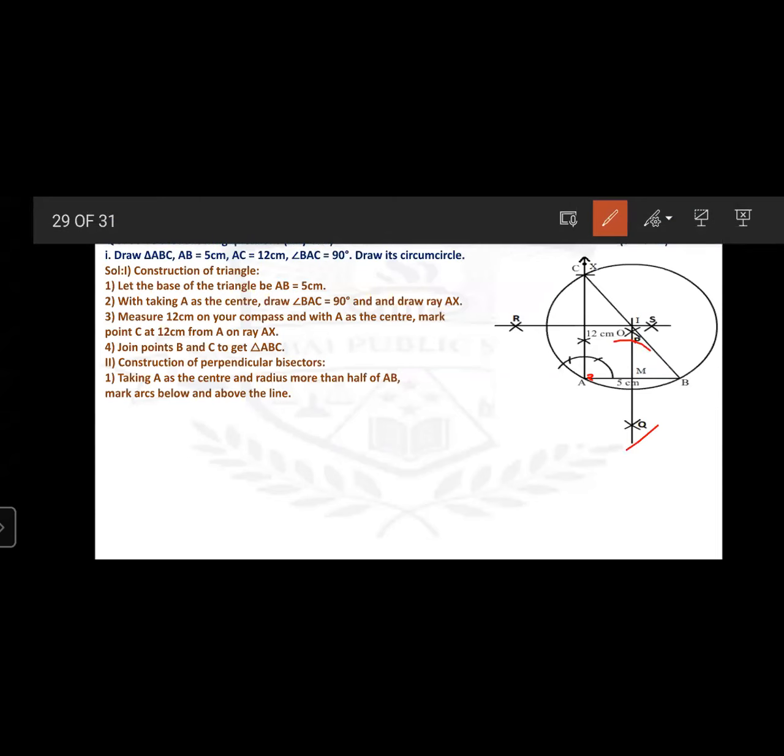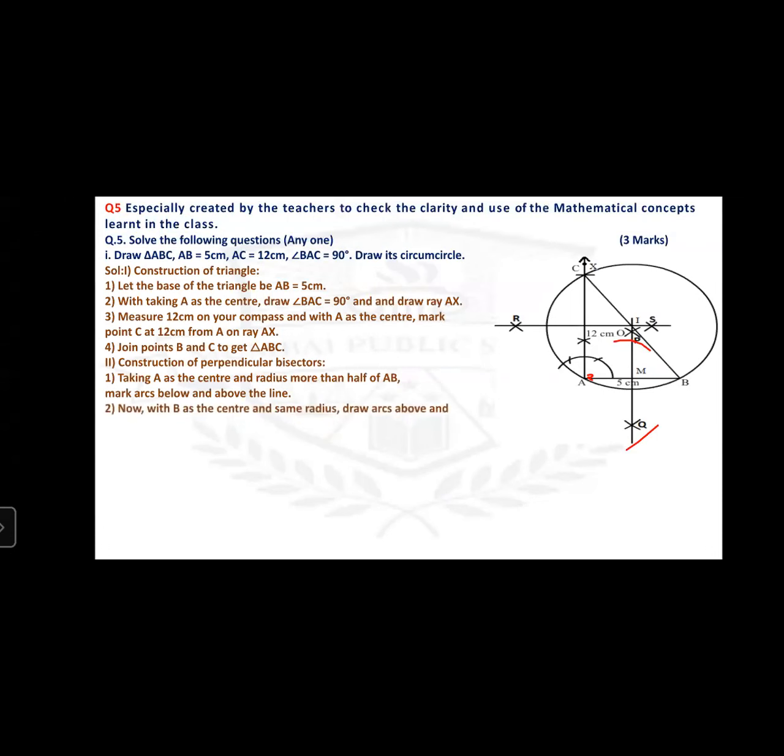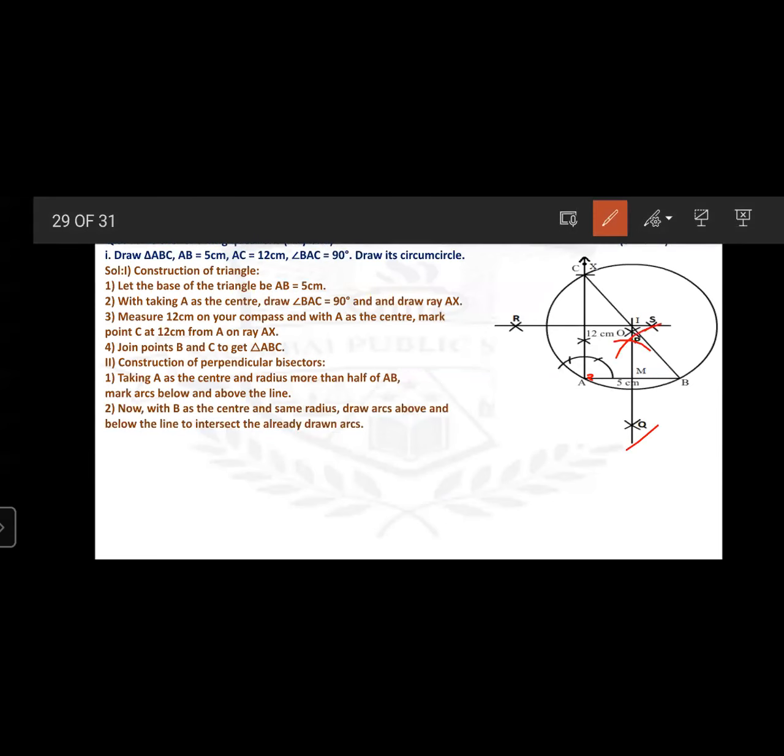Then again take same distance and B as a center and same radius. Draw the arc above and below the line to intersect the already drawn arc. Okay, so here we draw and we get this line. This is the perpendicular bisector of side AB.